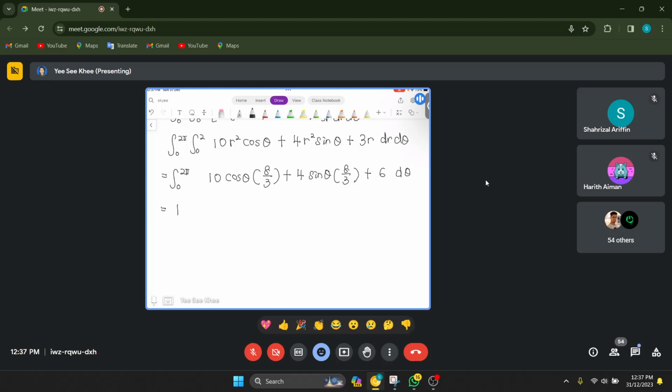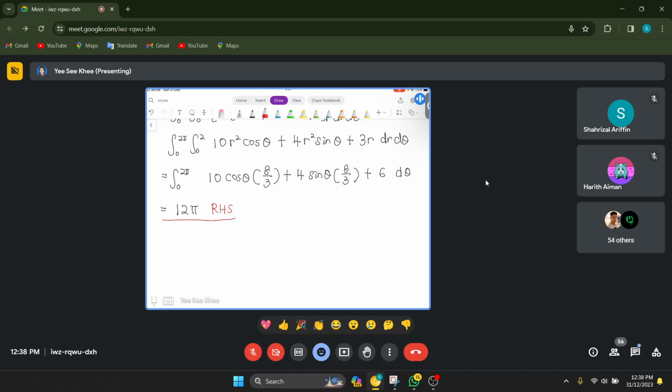Okay, you can get your answer equals to 12 pi. So this is the right hand side answer, the right hand side of the Stokes theorem.